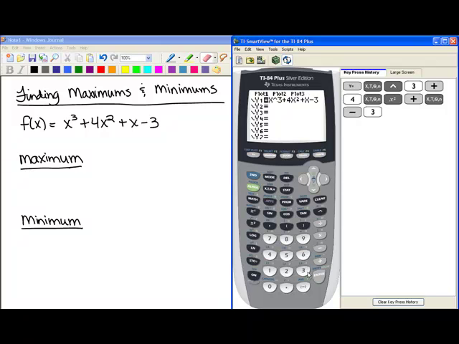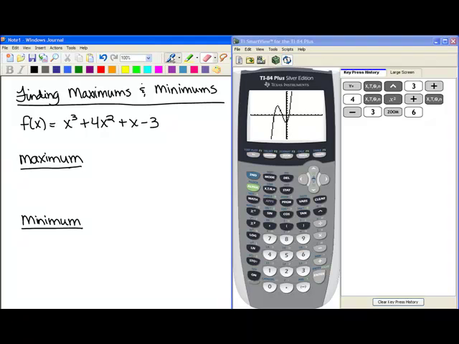Alright, so there's a function typed in the y equals screen. Now I'm going to use a standard window, zoom number 6, and there is a function graphed. Now this function has a maximum and a minimum. The maximum is right here, the high point, and the minimum is the low point.